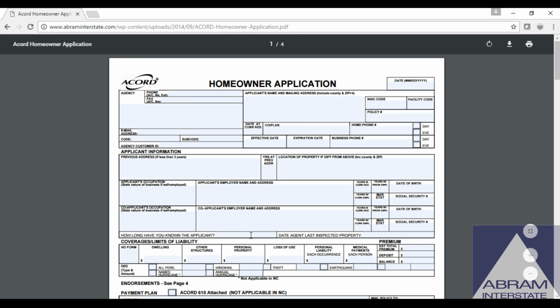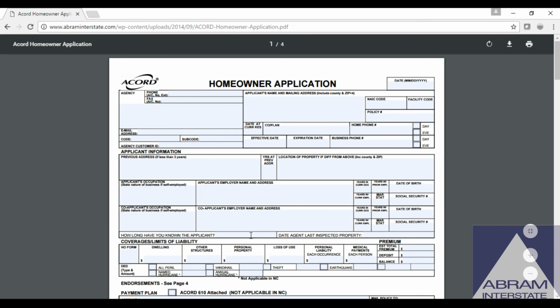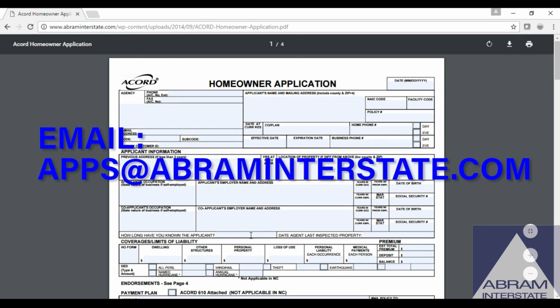If you fax it, you're going to send it to 916-780-7181. And if you email it, you're going to email to apps, APPS, at abramInterstate.com.